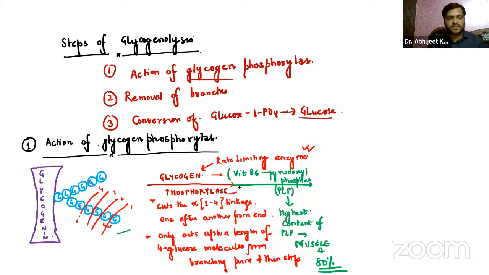So this glycogen phosphorylase will release glucose, and the glucose released over here will be glucose 1 phosphate, right? Now, whatever glucose is being released, it is not free glucose, it is glucose 1 phosphate, right?